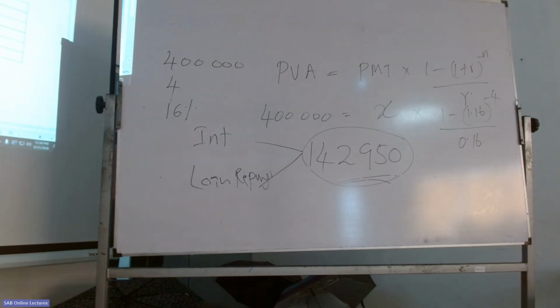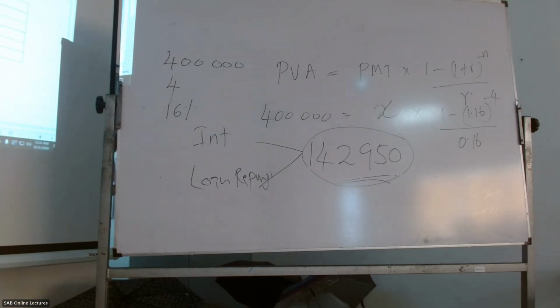Now for year 2, how much is the interest? Are we calculating interest on 400,000 now? No, because we have repaid 78,950. So now the bank calculates interest on the balance of 321,050 rupees. For that, you have to pay 16% interest. So your interest component for year 2 is 51,368. Your installment is not changing, it is an annuity. At the end of every year, you deposit 142,950 to the bank.